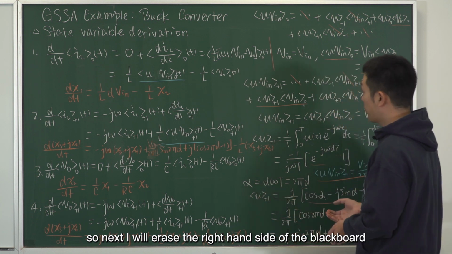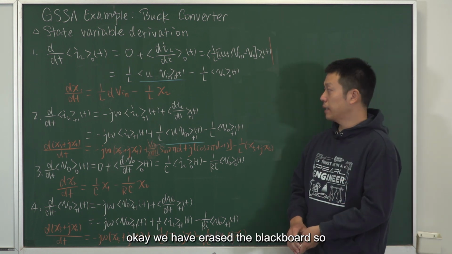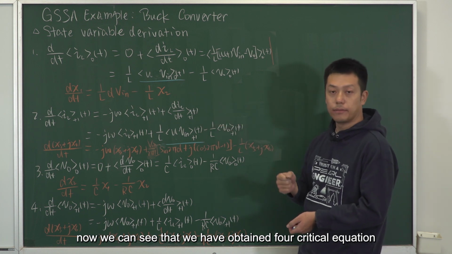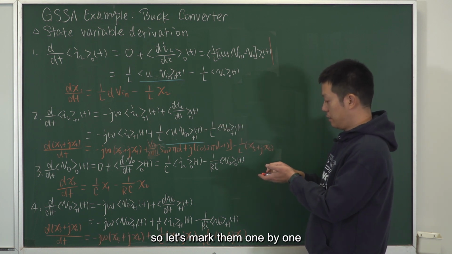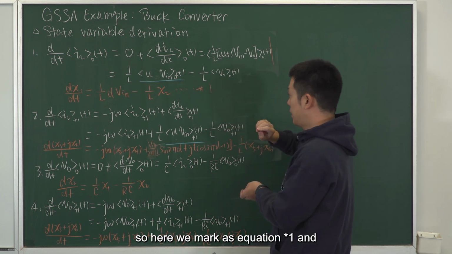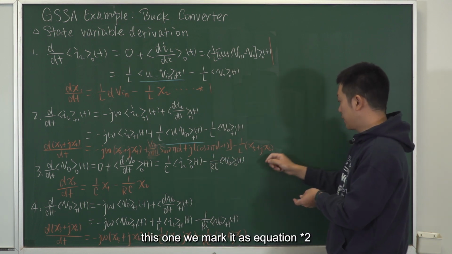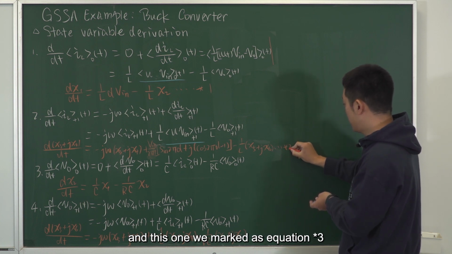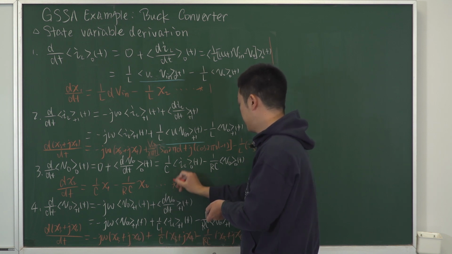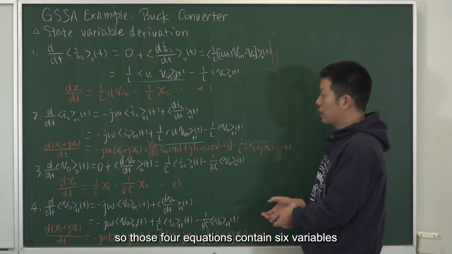Okay, so next I will erase the right-hand side of the blackboard. Okay, we have erased the blackboard. So now we can see that we have obtained 4 critical equations. So let's mark them one by one. Here we mark equation star 1, right? This one, we mark as equation star 2. This one we mark as equation star 3, equation star 4.